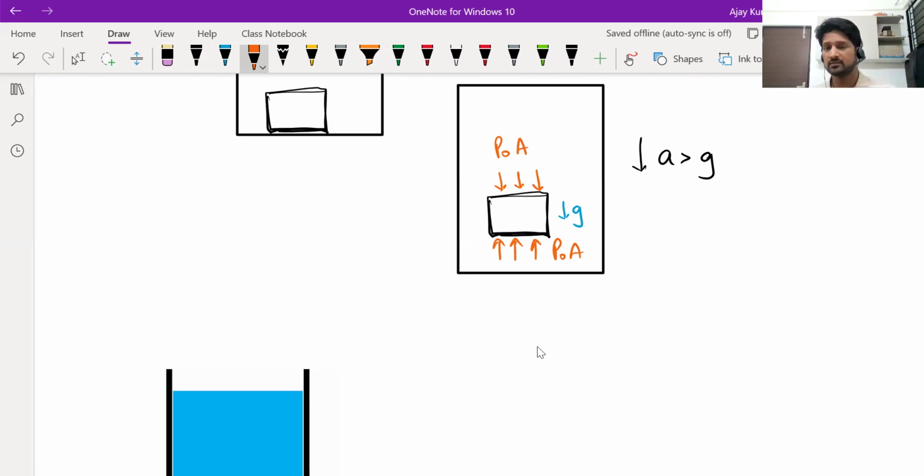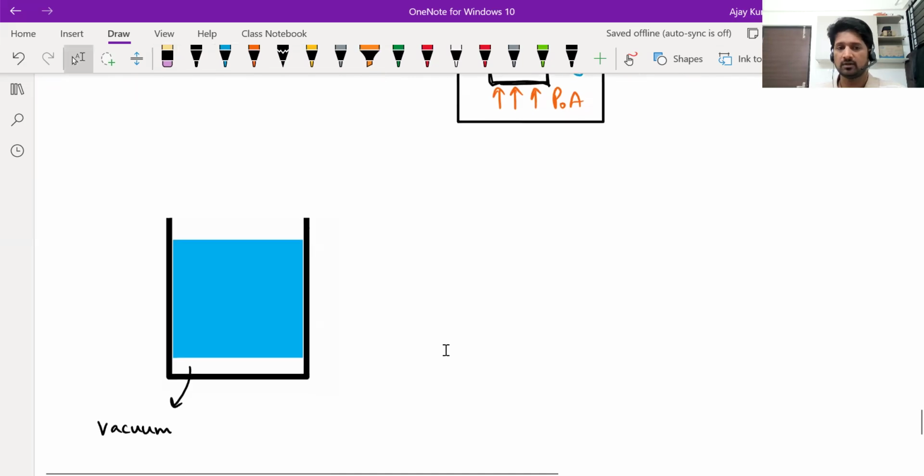Atmospheric pressure is not negligible. By any means, it is not negligible. This is a significant force. But it acts in both directions. That's why we never considered the effect of atmospheric pressure on solids, while writing Newton's second law and all. But when it comes to liquids, that problem will be there.